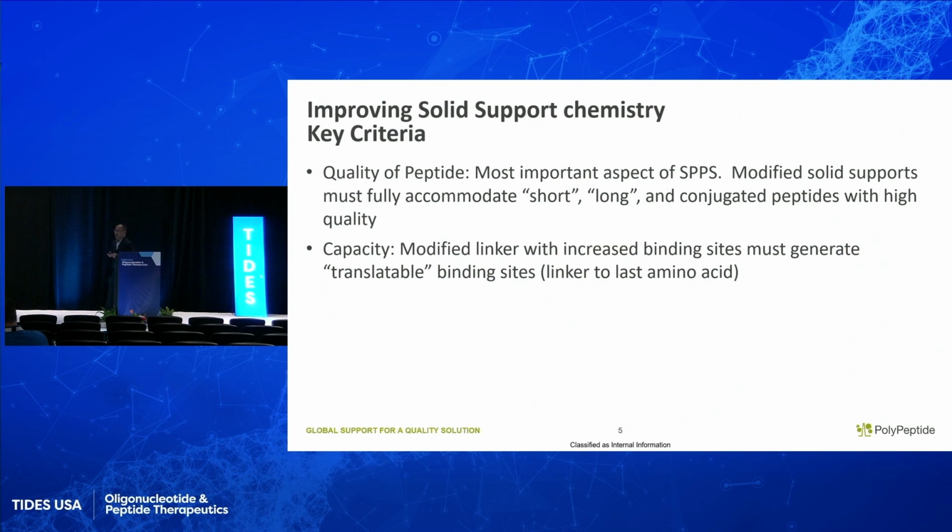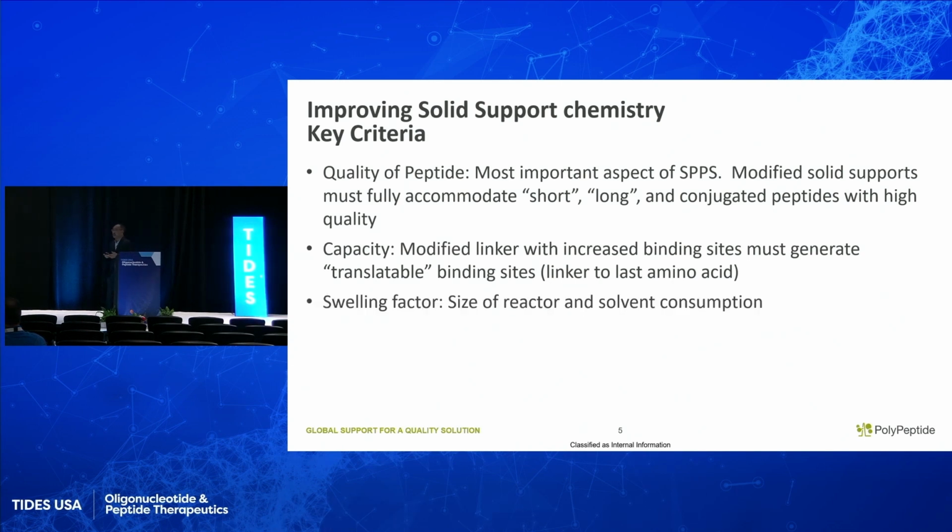Capacity. Since solid phase synthesis has a high PMI, we want to maximize the capacity of the solid support. That is to say, we need to increase the binding sites in a way that translates to more peptide. So we cannot simply use a high substitution resin, where, when you start building a peptide and go far enough, you start to degrade the quality.